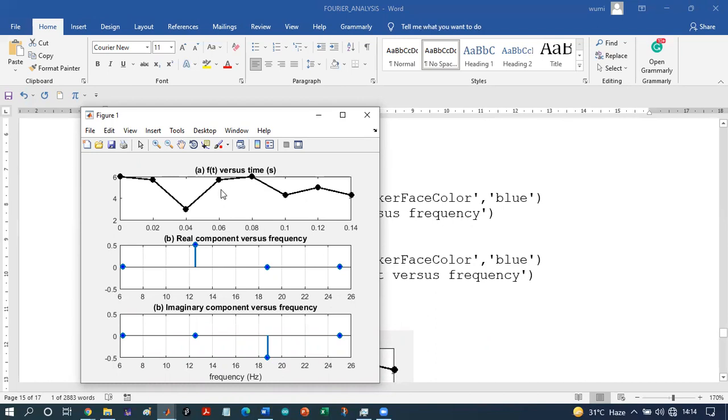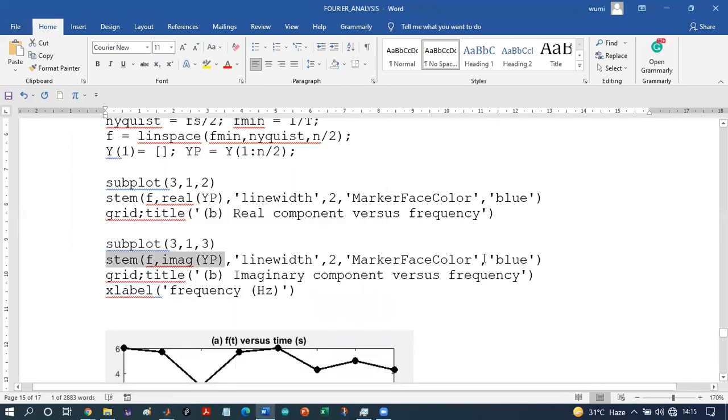So remember that you have 8 points. N is equal to 8. So 0, 1, 2, 3, 4, 5, 6, 7. So you are going from N equal to 0 to N equal to 7. You are plotting the real part of the DFT here. Then you are plotting the imaginary part of the DFT here. So this is basically how to solve the question in MATLAB.